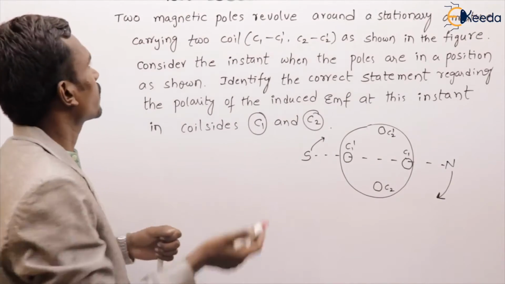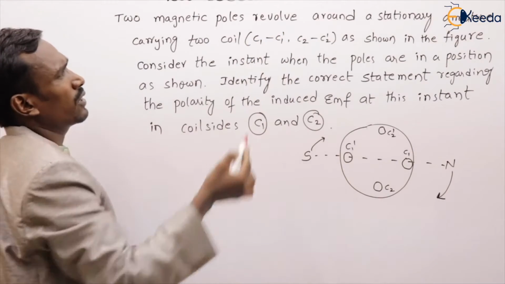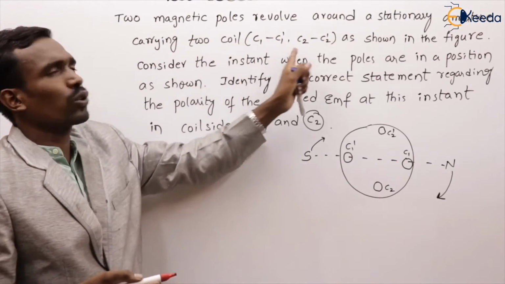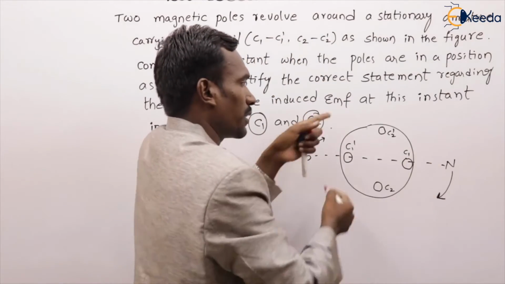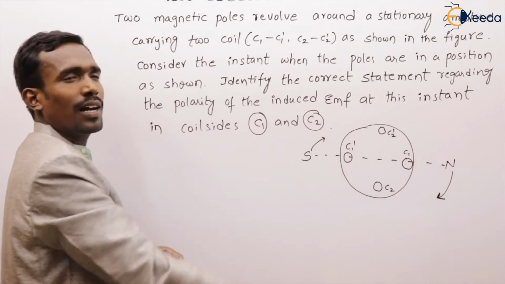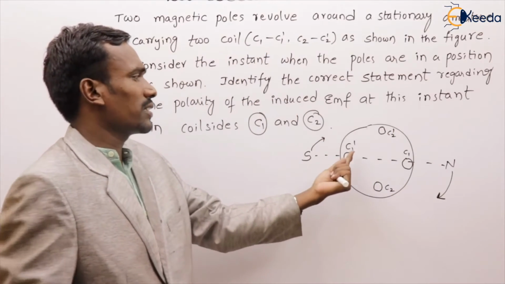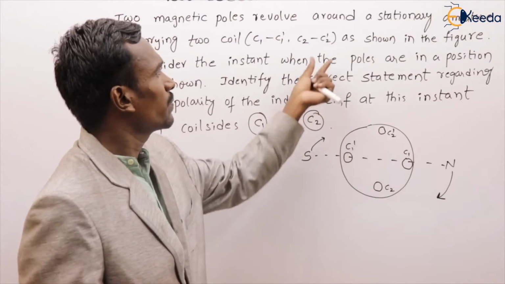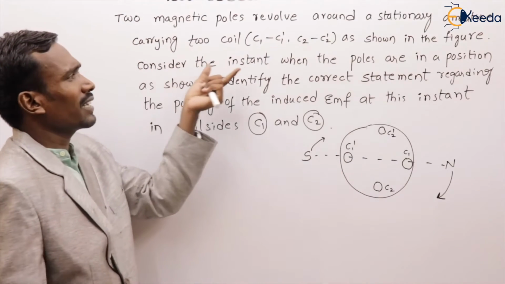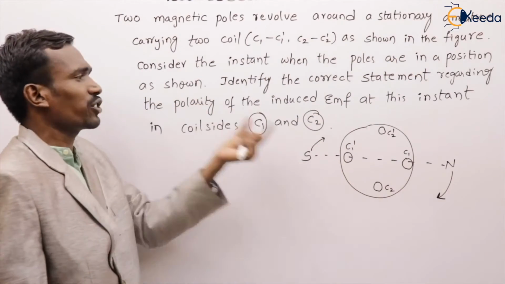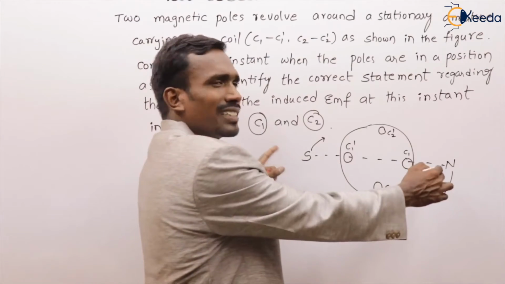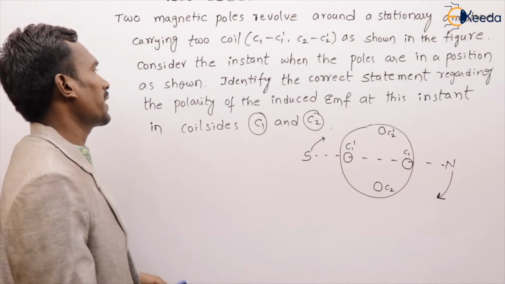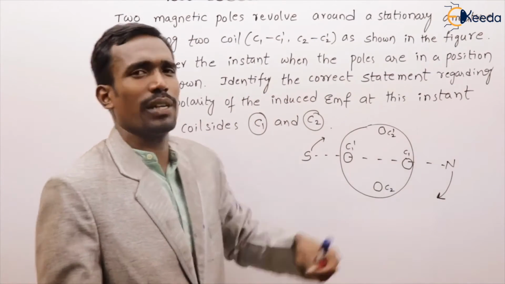Okay, next question. Two magnetic poles revolve around a stationary armature carrying 2 coils, C1 and C1 dash, C2 and C2 dash, as shown in the figure. Consider the instant when the poles are in the position as shown. This is the instant. Identify the correct statement regarding the polarity of the induced EMF at that instant.